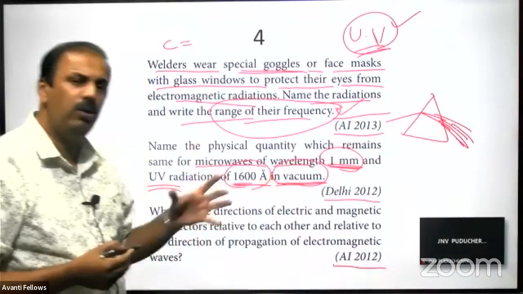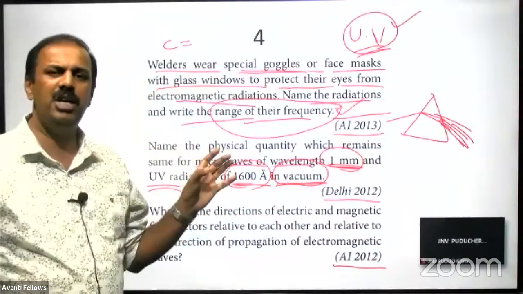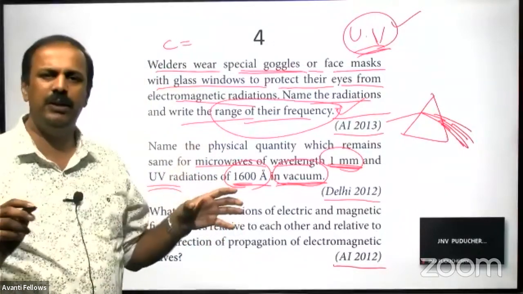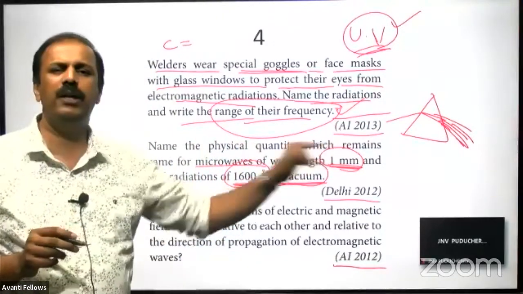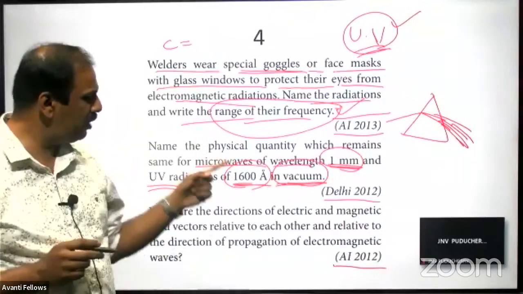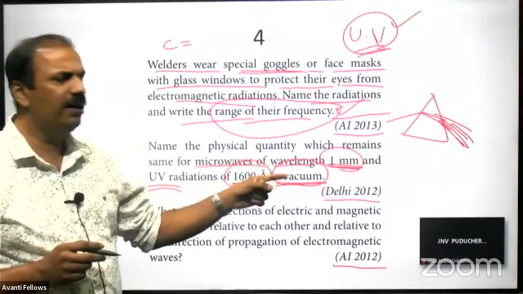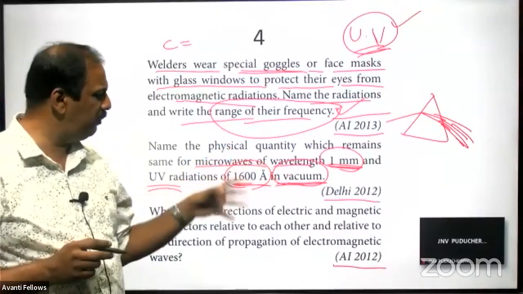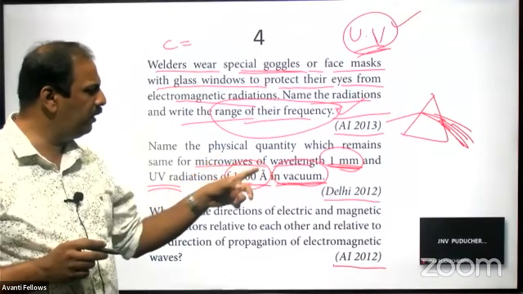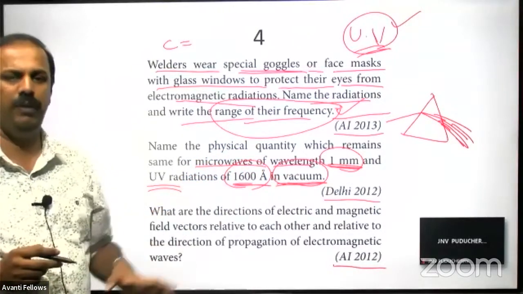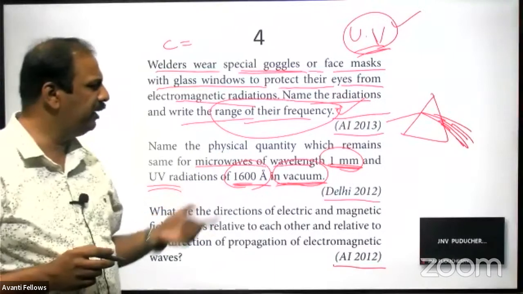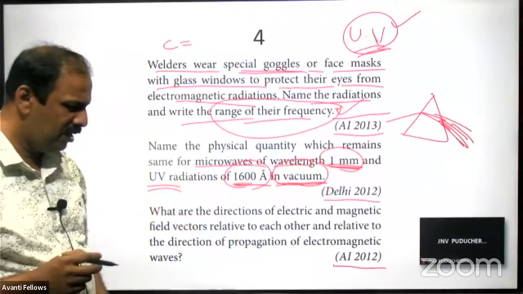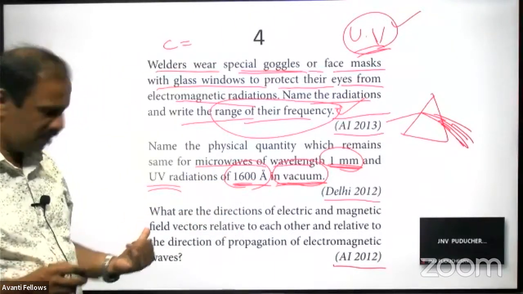So in vacuum, for all radiations, whether visible light or any other electromagnetic radiation, the speed is the same. The physical quantity that remains constant for all the waves is the speed of the electromagnetic wave. So that's the second question's answer. Now you'll see the third question.